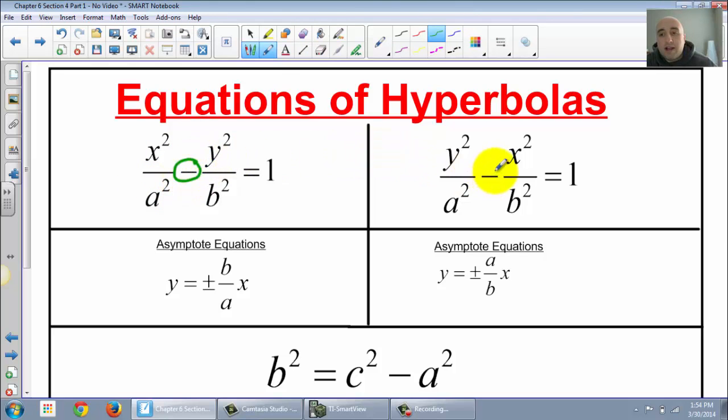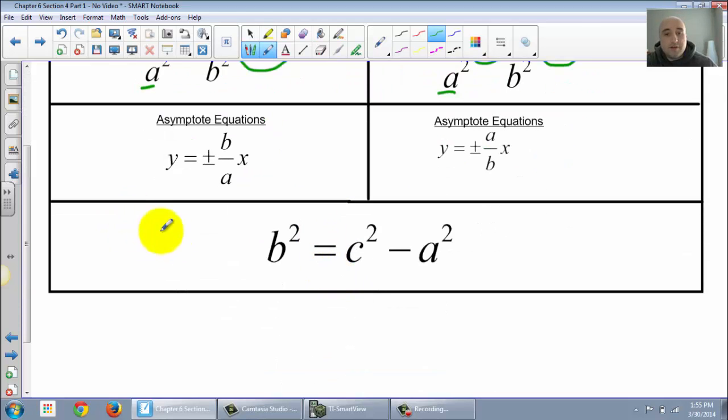Hyperbolas have a minus sign in between the x squared and the y squared. So the ellipses had pluses, hyperbolas have subtraction signs. They're still equal to 1. Okay, so they still need to be equal to 1. But notice where the a is. The a is always in the front. Okay. So that's one thing that we have to jot down about hyperbolas. A is always the first number on the bottom.